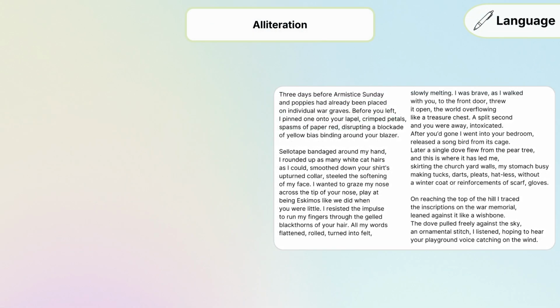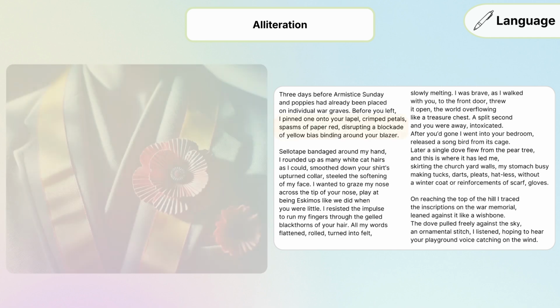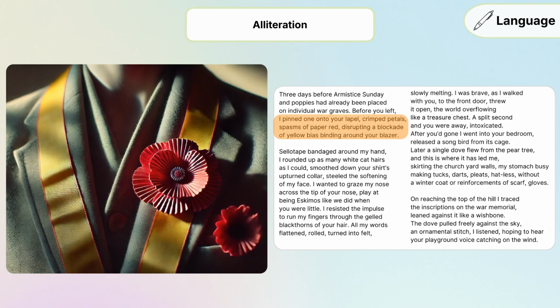Another crucial point concerning the use of language in Poppies by Jane Weir is her effective use of alliteration to emphasize the poignant emotions of the speaker. We see this in the lines, "I pinned one onto your lapel, crimped petals, spasms of paper red, disrupting a blockade of yellow bias binding around your blazer."